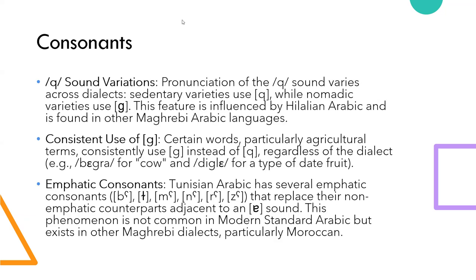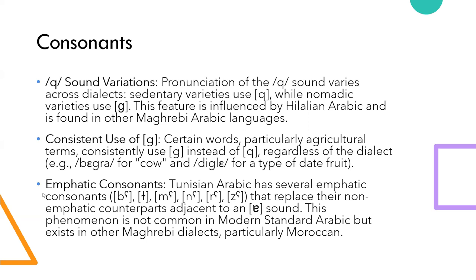When we look at the qaf versus ga sounds in Tunisian, we found that the pronunciation may vary according to regions. Sedentary varieties use qaf, whereas nomadic varieties use ga. But we adopted the qaf because the qaf exists in four dialects versus three for the ga sound. However, several words, particularly agricultural terms, consistently use ga instead of qaf, regardless of the dialect. This means that there is indeed a ga sound in Tunisian. For example, begra, cow, digla, date fruit, and gern, horn.